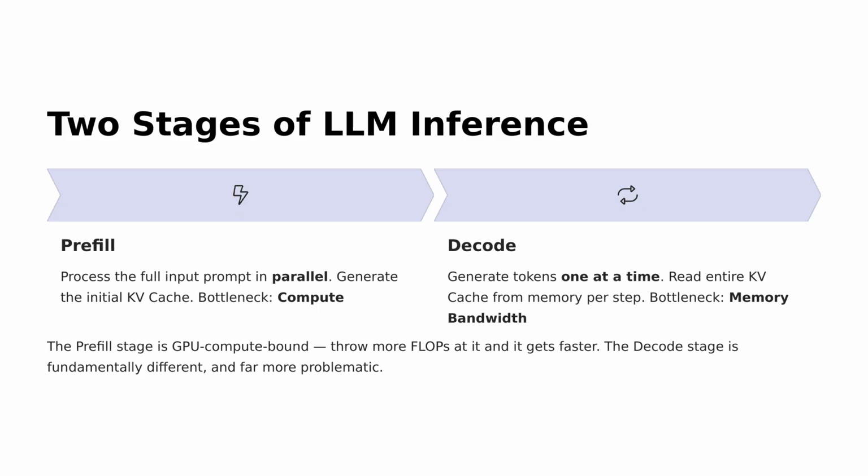Let's explore the two stages of LLM inference, prefill and decode. In the prefill stage, the full input prompt is processed in parallel to generate the initial KVcache. Here, the bottleneck is the compute power, so adding more flops speeds it up. The decode stage, however, generates tokens one at a time and reads the entire KVcache from memory each step. Its bottleneck is memory bandwidth, making it more challenging to optimize.